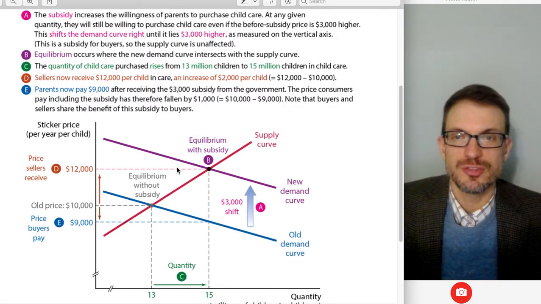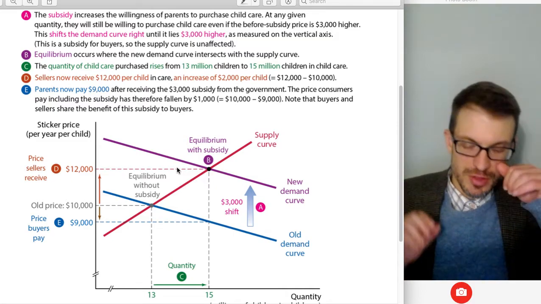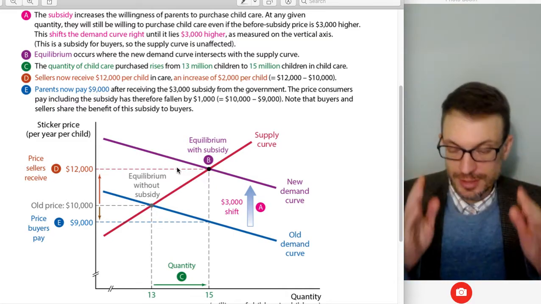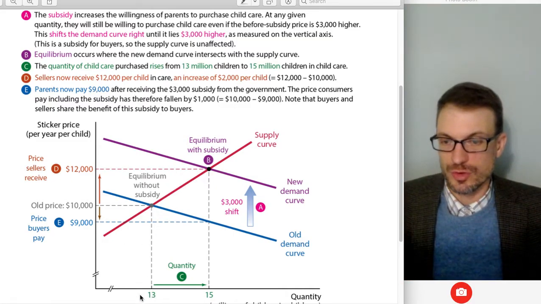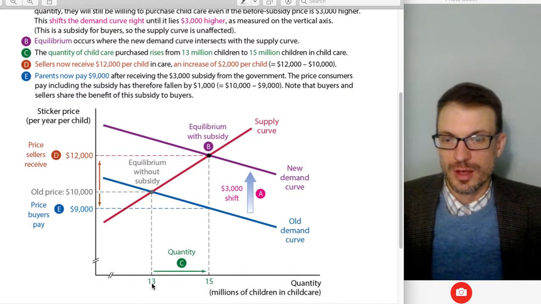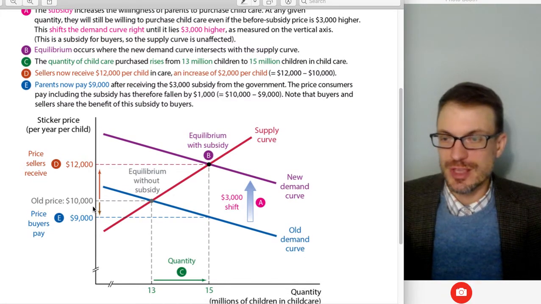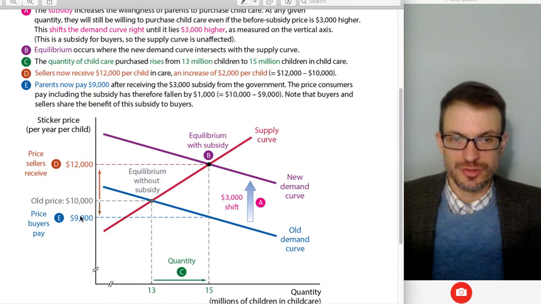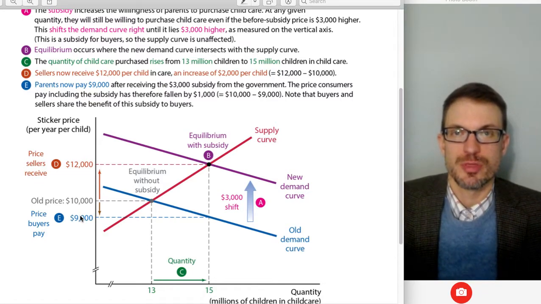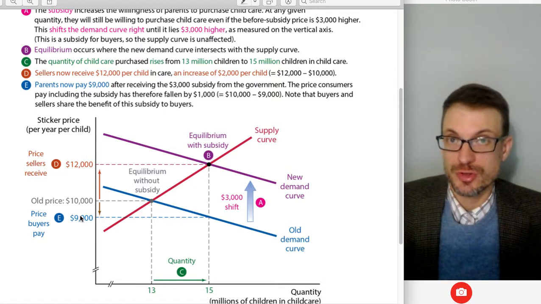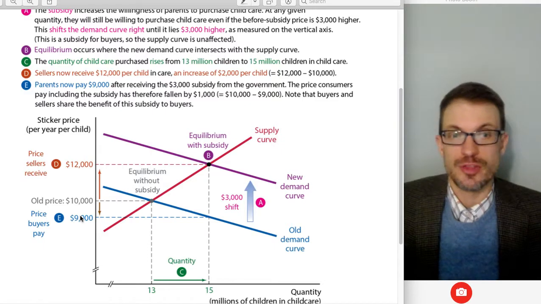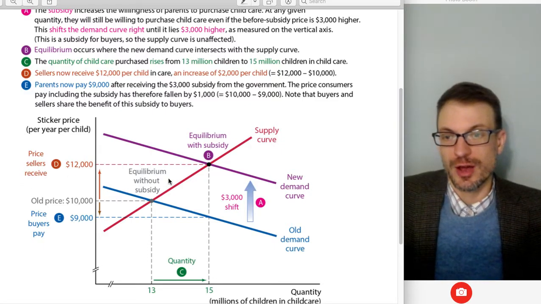So the interesting thing, let me just go over the example. We had the childcare market. Originally, the equilibrium quantity in millions of children in childcare was 13. The old price was $10,000, say a year or whatever. Government gives a $3,000 subsidy to parents. The wrong intuition would be to say, oh, now parents pay $7,000 for childcare. That's wrong, because that's not how we model this.